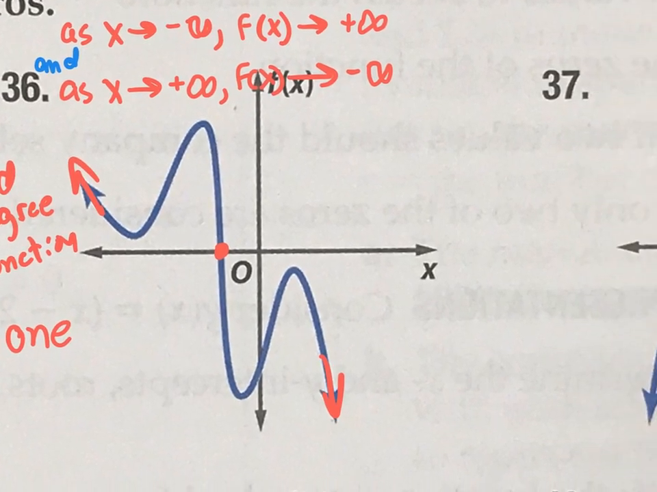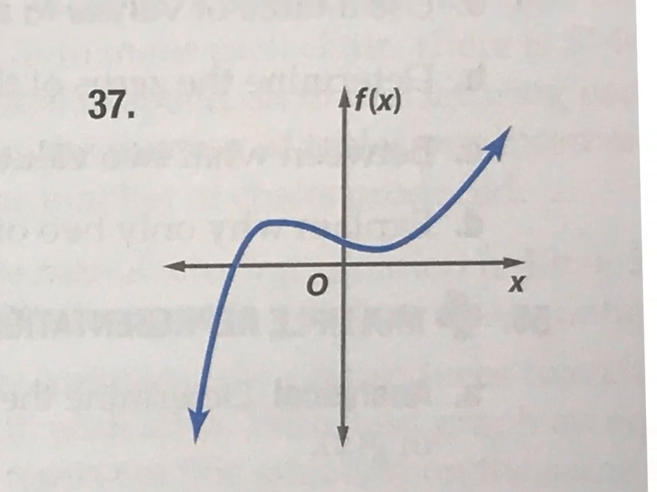Let's move on to 37. I hope you guys sketch it real quick. Now make sure when you sketch it, you don't cross more than once. It crosses only once because that's going to be part of your answer, right?